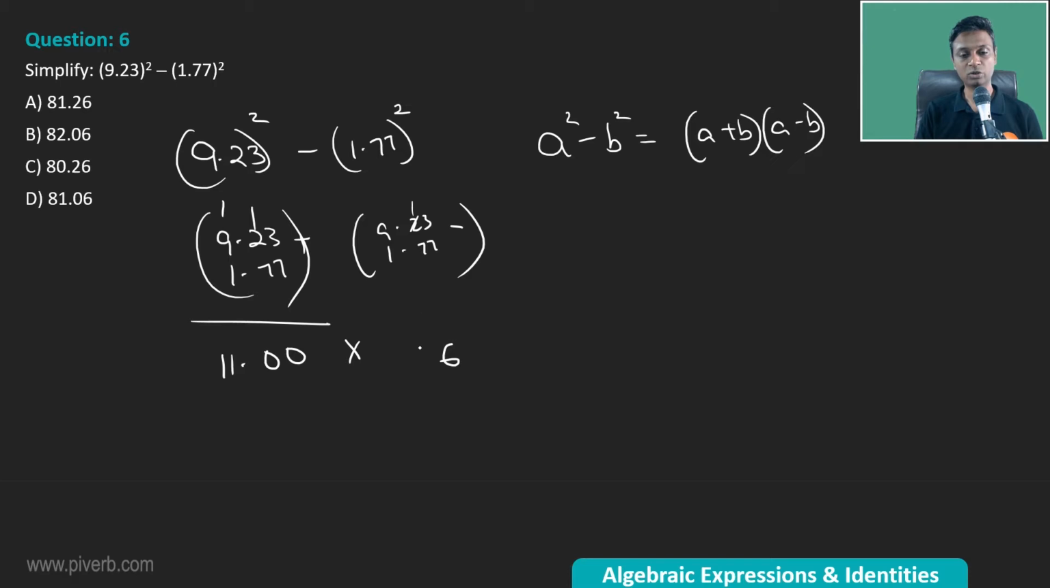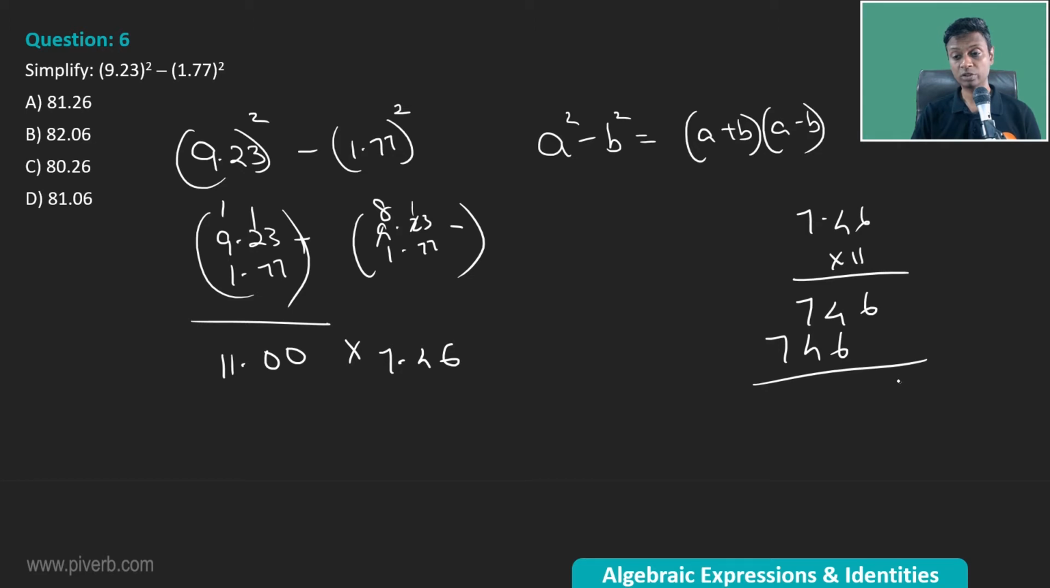11 minus 7 is 4, this becomes 8. So 7.46. 7.46 into 11. 746, 746, 6, 0, 1, 8 plus 4, 12, 2, 1. 82.06. This is the answer.